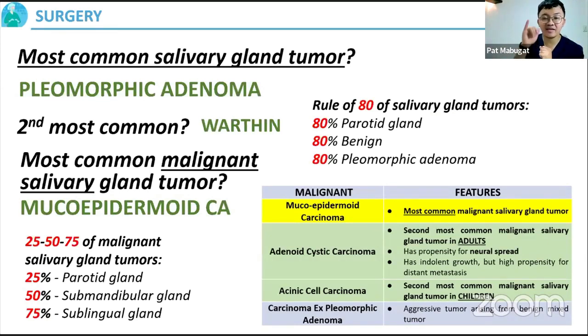Again, benign, first, pleomorphic, second, Warthin's. Malignant, first, mucoepidermoid, second, different if adult or child. Adult, you have your adenoid cystic carcinoma. For child, you have your acinic cell carcinoma.